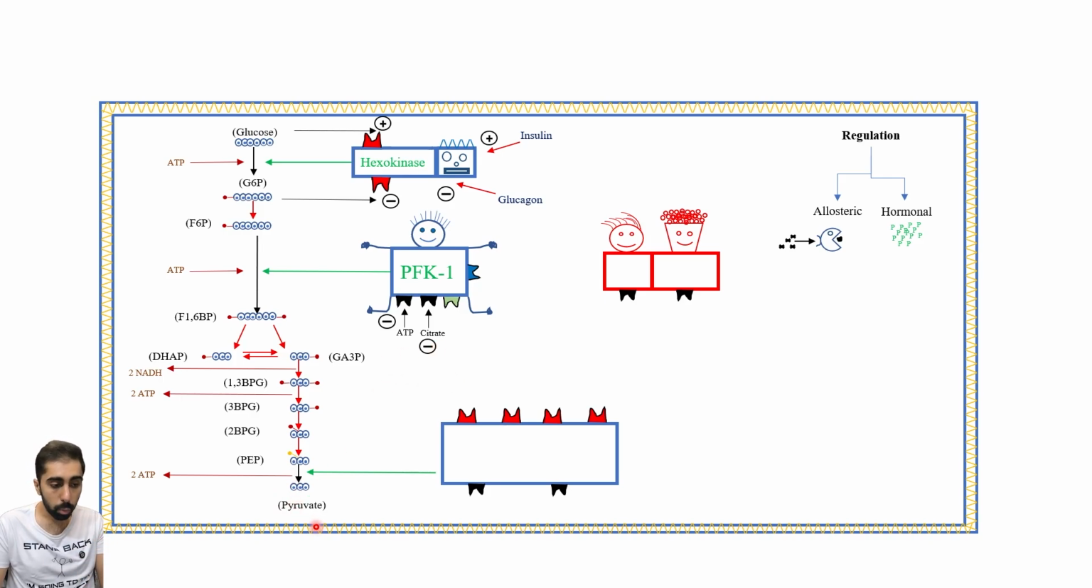And when our pyruvates go to the aerobic pathway, aerobic system, pyruvate turns into acetyl coenzyme A, and acetyl coenzyme A will turn into citrate, which is in Krebs cycle. So citrate is an inhibitor for PFK1.